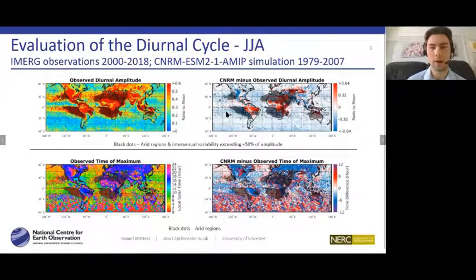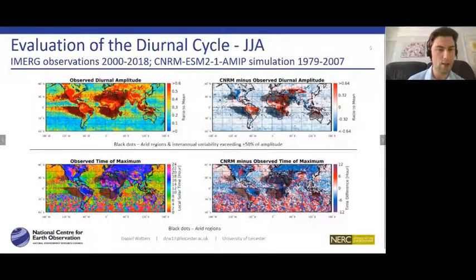A comparison again with the model shows that the model tends to do a fairly good job on the amplitude. Over the oceans, it tends to mostly capture the amplitude coming from the observations. Over land, there tend to be some more issues, with typical underestimates in the amplitude. But a key area to note is the Amazon region, where it actually overestimates by quite a lot, up to 60% of the mean, larger than the observations.